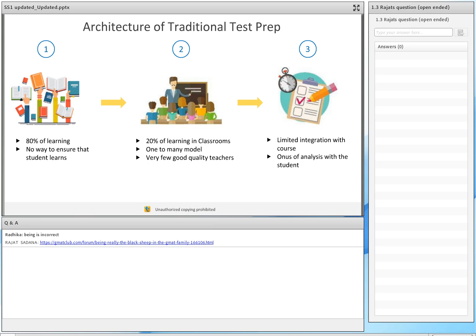That is truly the first time in a traditional test prep that they actually evaluate you completely. When you take a mock test, you get a score, but the onus of analysis is primarily with the student to figure out, hey, what should I focus on next?